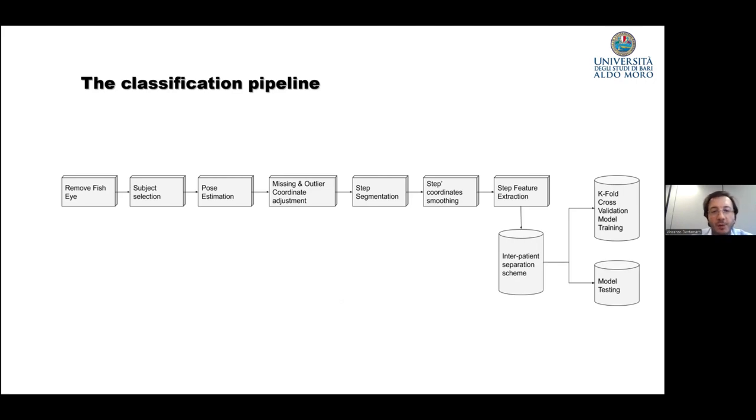And then we used the interpatient separation scheme. In this scheme, we used the extracted features of some people's steps for training, and the extracted features of completely other people's steps for testing. This separation scheme ensured that there is no information from the same people in both the training and the testing set. So there is no leakage of information, and it is very suitable for medical purposes.